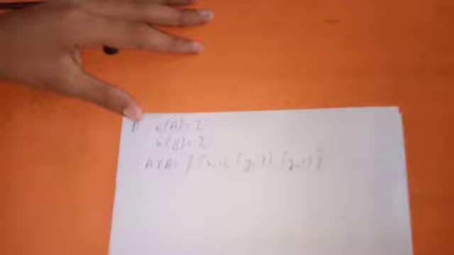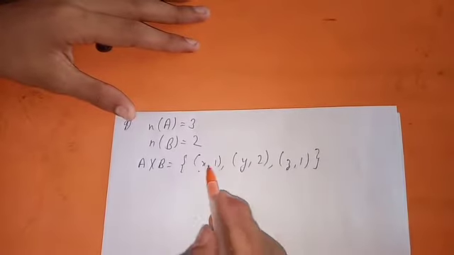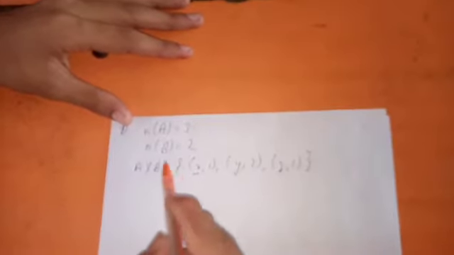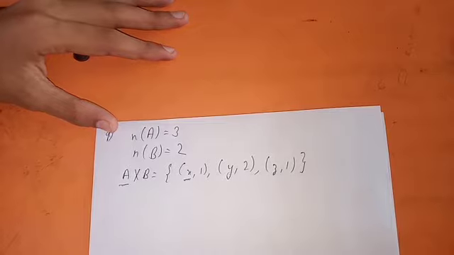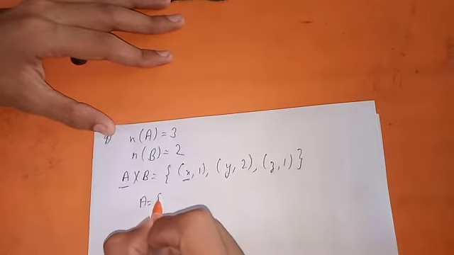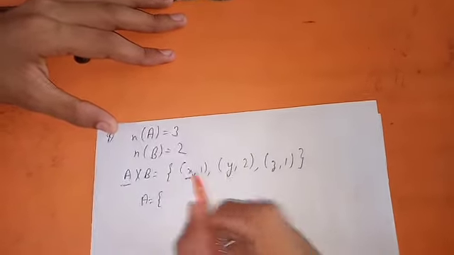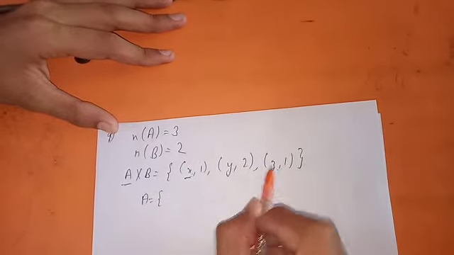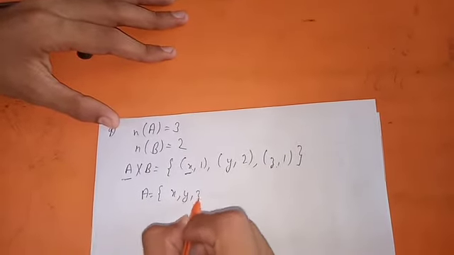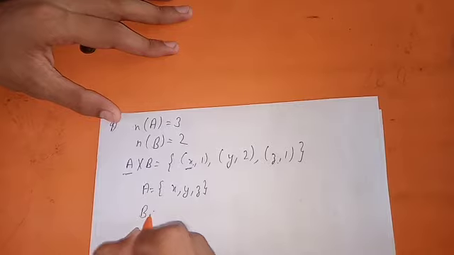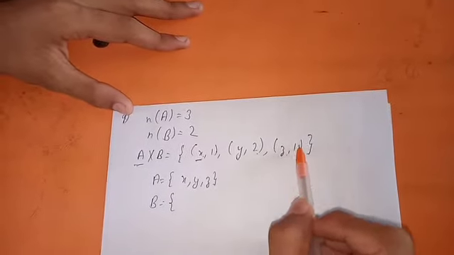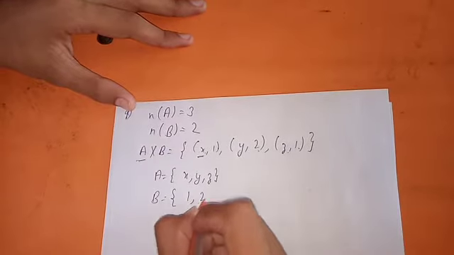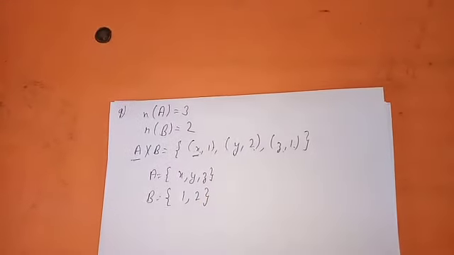Now we can easily see that the element which is written earlier in the ordered pair represents the set that is written earlier, and that which is written later represents the second one. So our set A will be what? Which elements are written earlier? That are x, y, and z. So A is {x, y, z}. And B, which elements are written later? 1, 2, and again 1. But we will include only once, so it will be {1, 2}. It is our question number 9.